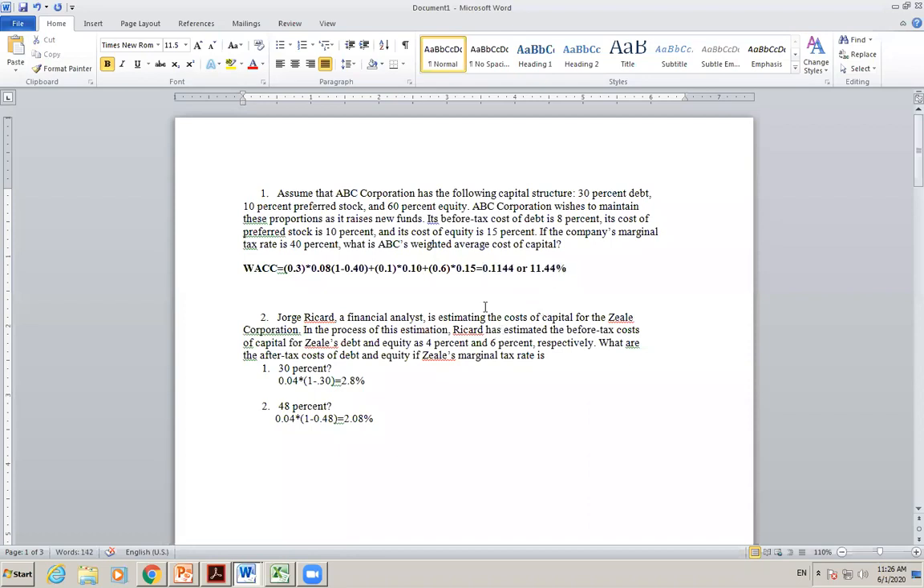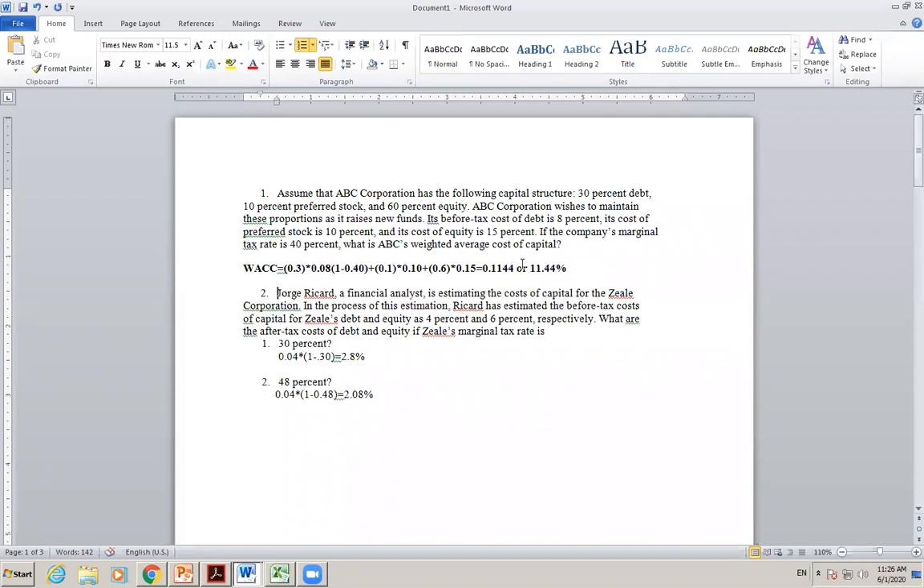That means that raising additional investment for a certain project costs 11.44%. That shows this is the minimum that you would go with. Actually, you will accept the project if the return on that project is higher. If the return is below this cost, then you would not accept.